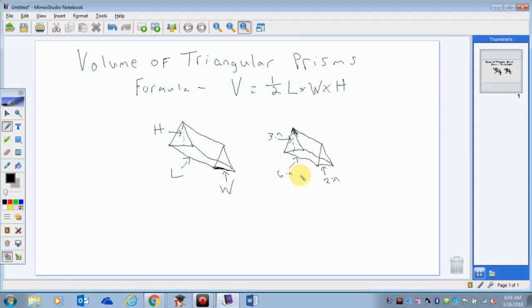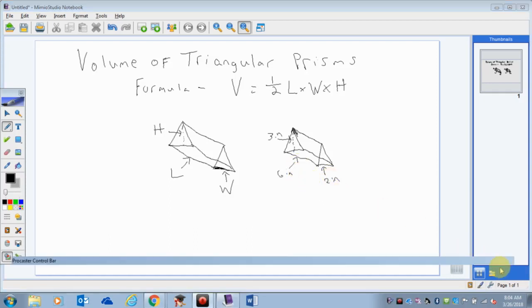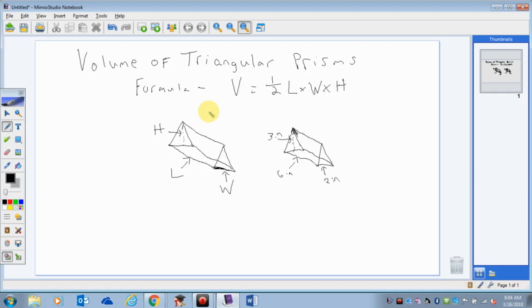Alright, today's lesson is on triangular prisms. We're trying to find the volume of them. We did rectangular prisms right before we started for the break, where the volume was just length times width times height. Well, when you go back to triangles, as opposed to rectangles, when we did area, instead of length times width, it was 1/2 length times width. So now all we do is just add in the 1/2 for the volume as well.